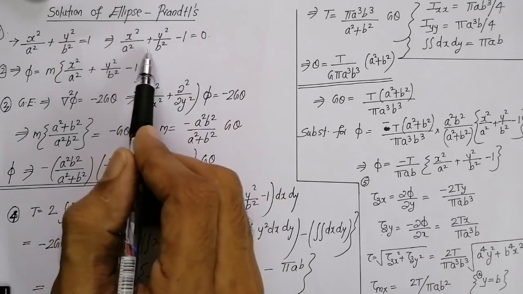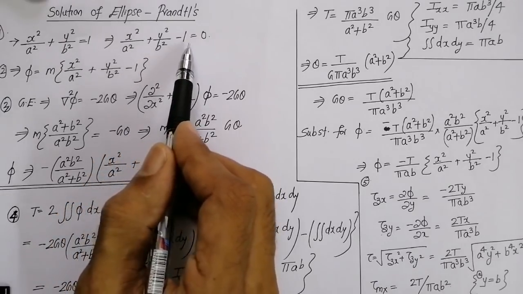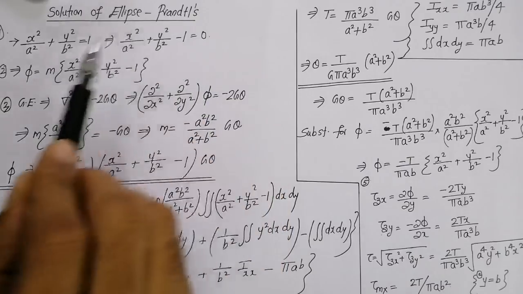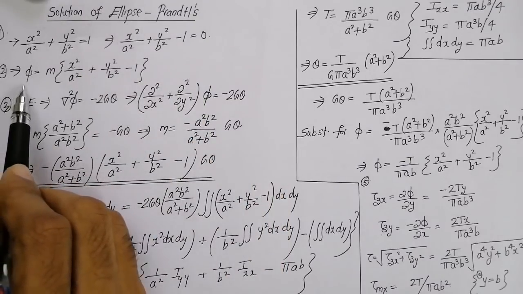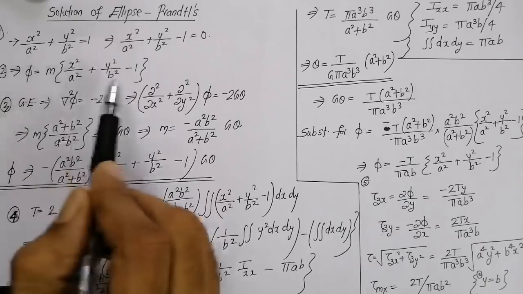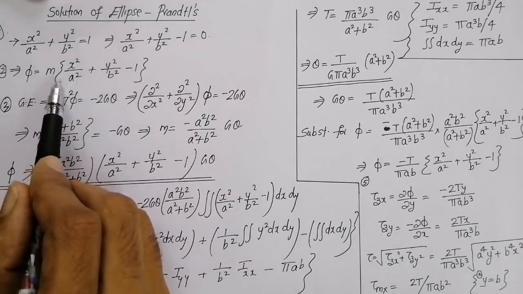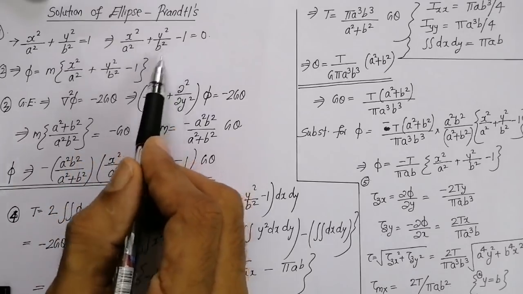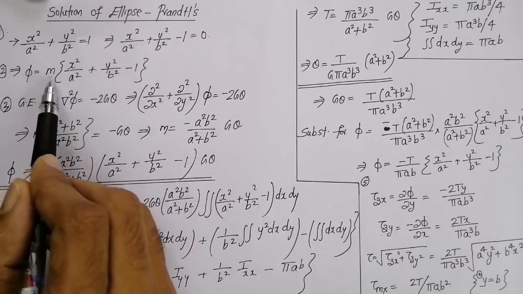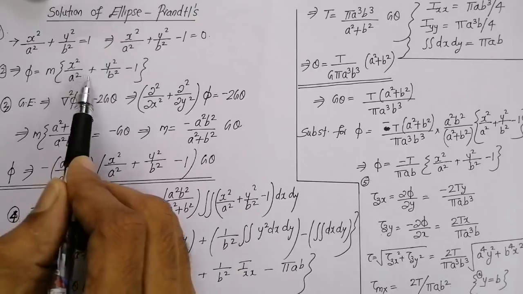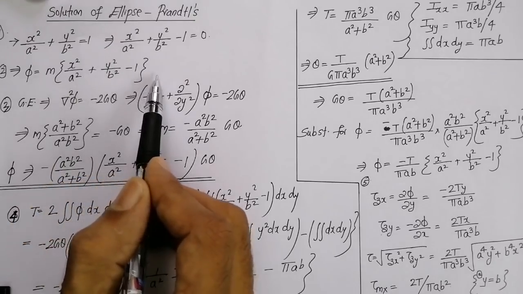So x square by a square plus y square by b square minus 1 equal to 0. Now second step is to apply it on the boundary condition phi equal to 0 on the boundary. So phi is equal to some constant m into LHS of the earlier equation obtained. So phi is equal to m into x square by a square plus y square by b square minus 1.